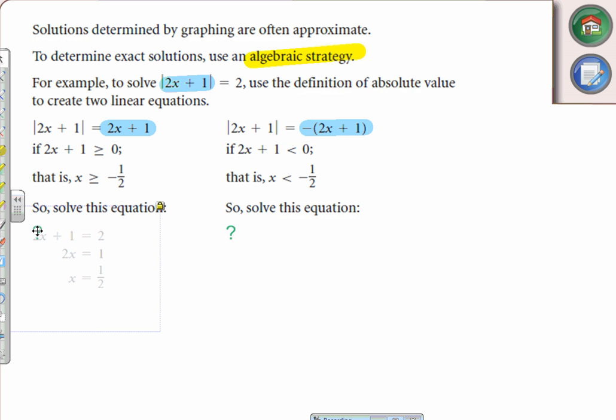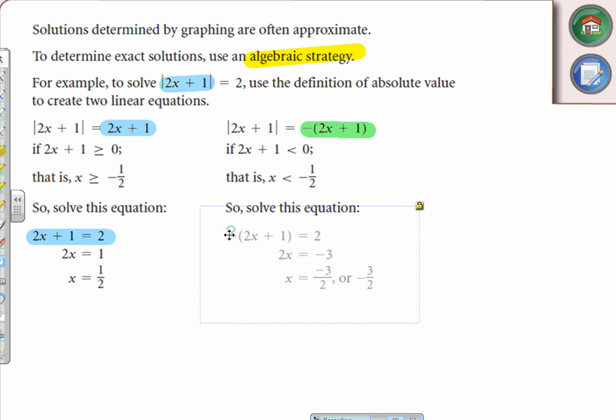Taking the positive function, color coordinate these, the positive function and the negative function. The positive function gives us one answer. The negative function, the second case, putting a negative in front and solving through, gives us a second answer. A negative case.